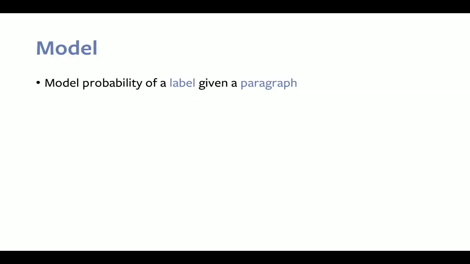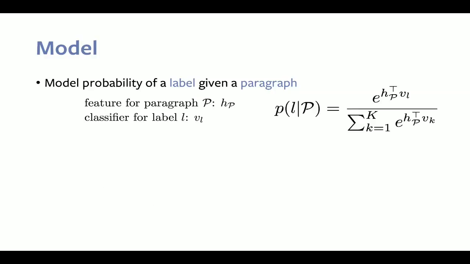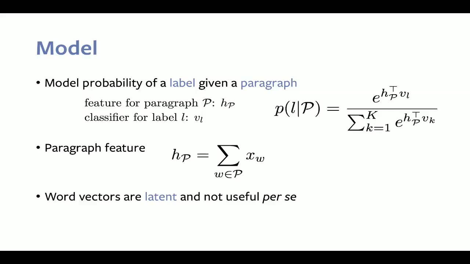This time you want to model the probability of a label given a paragraph. So you have a feature for a paragraph, which is going to be HP. You have a label L and a classifier VL. So you model exactly as before, P of L given P, where the paragraph feature is the sum of the word representations inside. So the word vectors XW this time, we're going to optimize over them, but they are not actually useful. We didn't evaluate them. We didn't use them for any task.